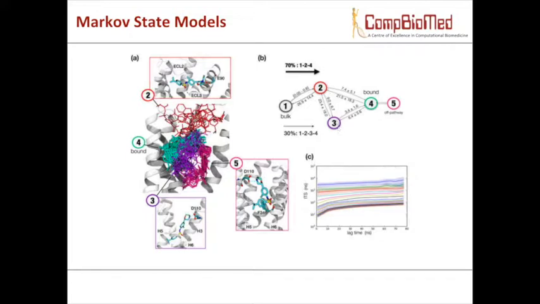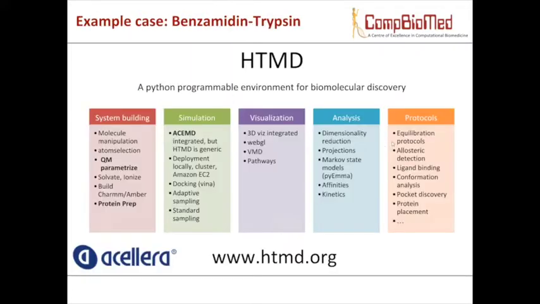And then we have this intermediate state, which is 3. And then we can go over to 4, which is the bound state. There's an off pathway. We can also detect off pathways that are not in the main pathway. And that's the power of Markov state models. Okay, and this is all the theoretical part that I had to explain.